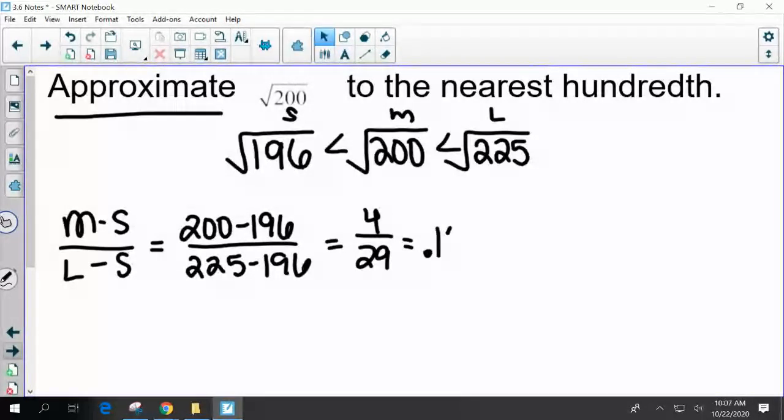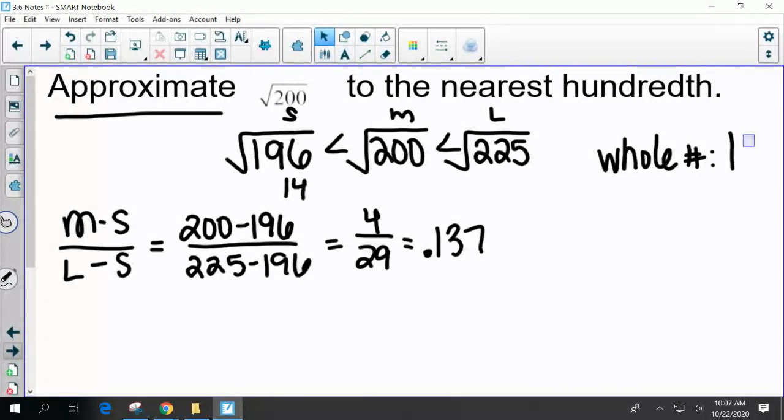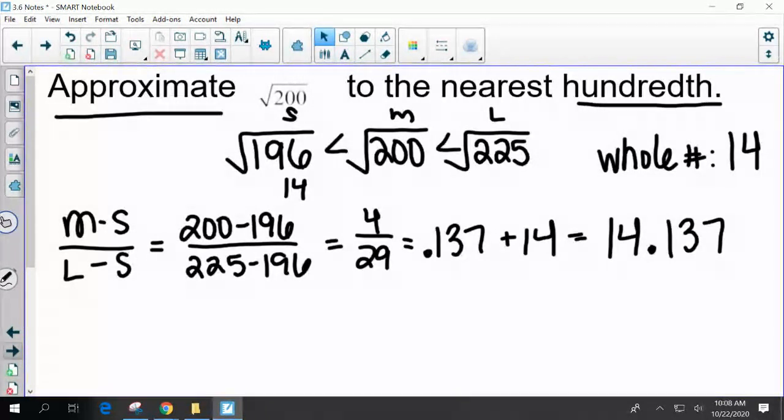Okay, so 0.137. Now here's what we're going to do after we divide it. We're going to add this to our whole number. How we get our whole number is it is the square root of the small number. So the square root of 196 should be on your chart: 14. So our whole number is 14. So we're going to add that to our decimal, which would give us 14.137. Okay, and then the instructions say round to the hundredth. 14.14.